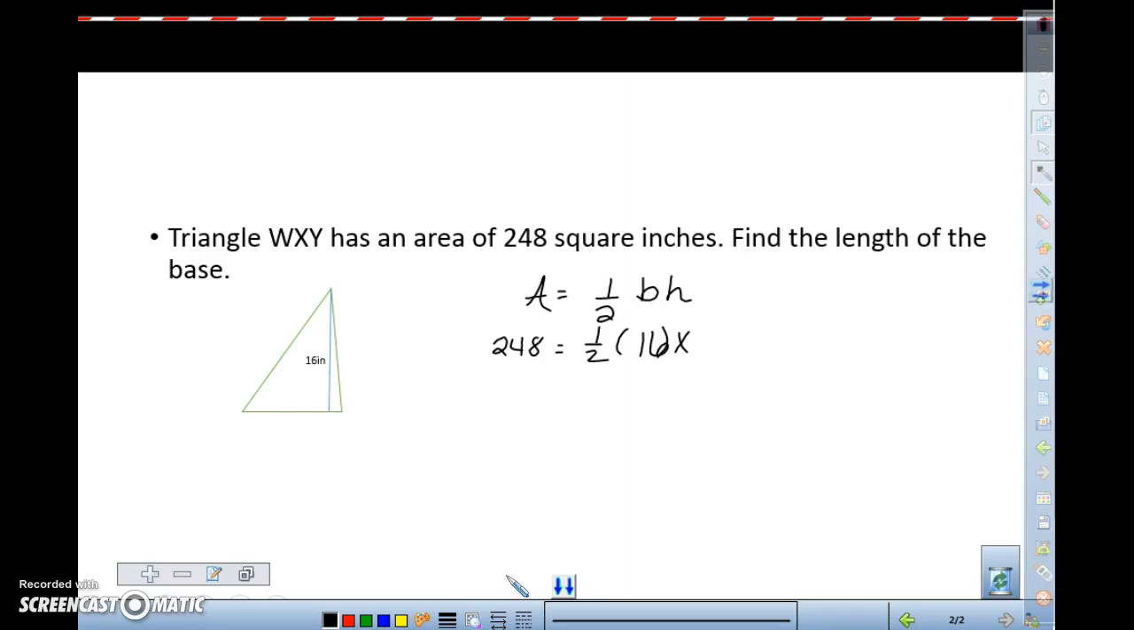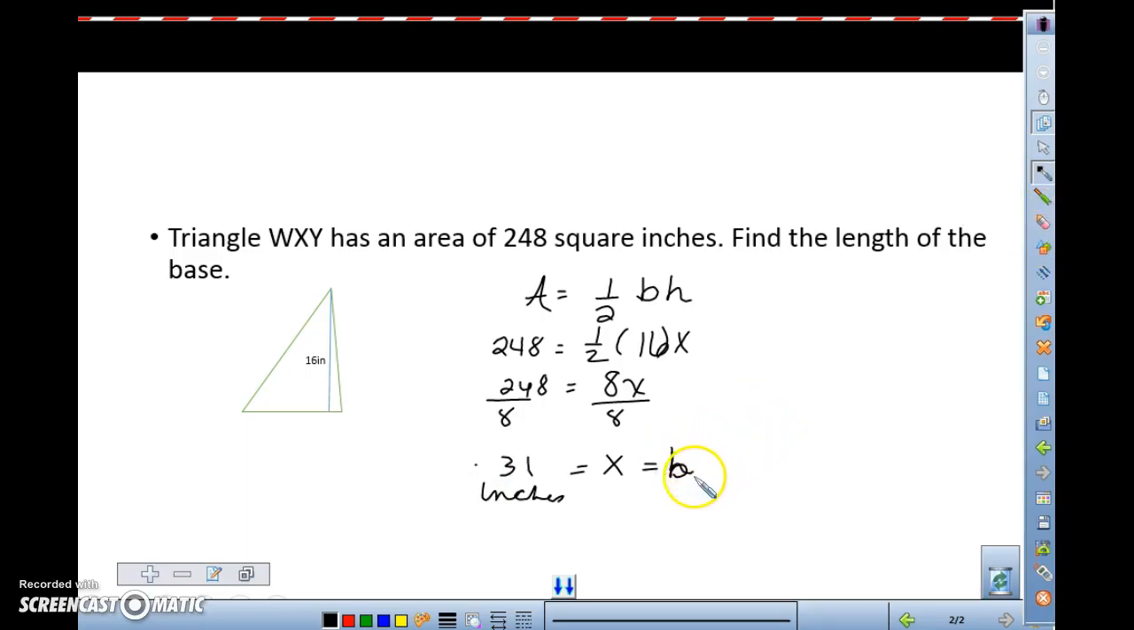So 1/2 of 16 is 8. We'd have 8x equals 248, 31. So our height is 31 inches. Oh, I'm sorry, not our height, our base. Pardon me, our base. See, I forgot what we were looking for. Our base, 31 inches. So we found this piece here.